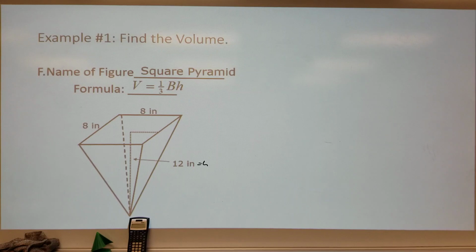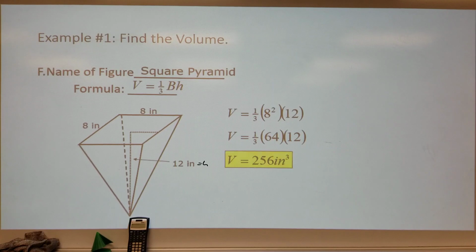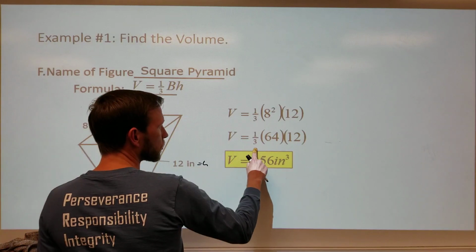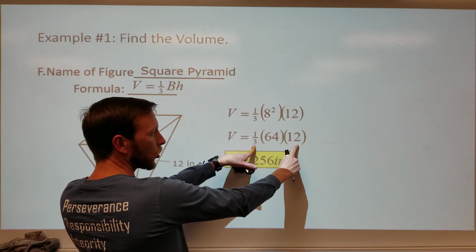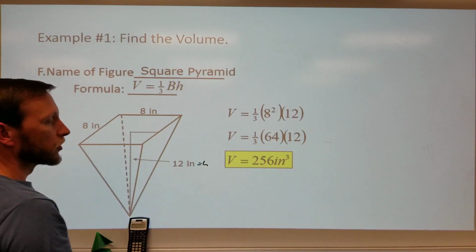And so when we find the area of the base of 8 times 8, we multiply it by the height of 12. We multiply those by 1/3, and it will give us 1/3 of 64 times 12, which gives us 4 times 64, or 256 cubic inches. You'll notice that I'm doing a little bit of multiply what I can by 1/3. I can do this in my head. 1/3 of 12 is 4. 4 times 64 gives us 256.